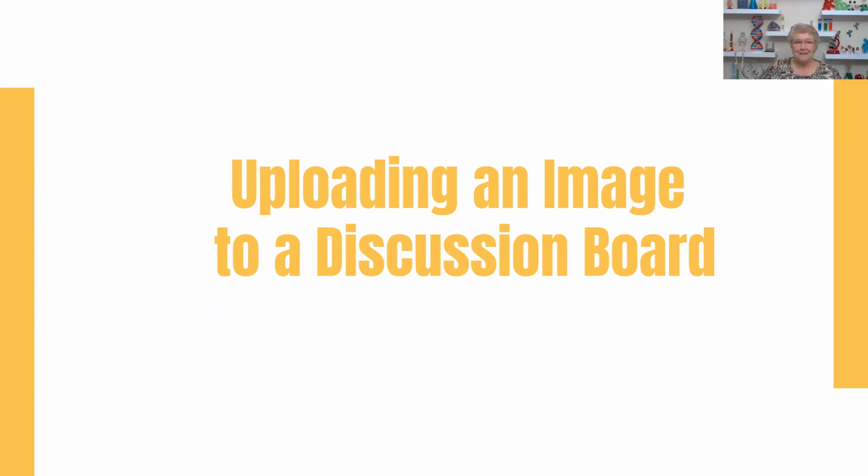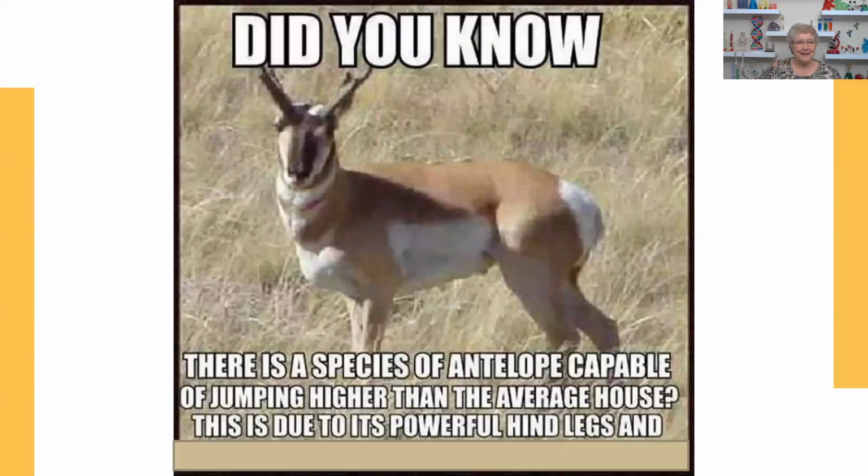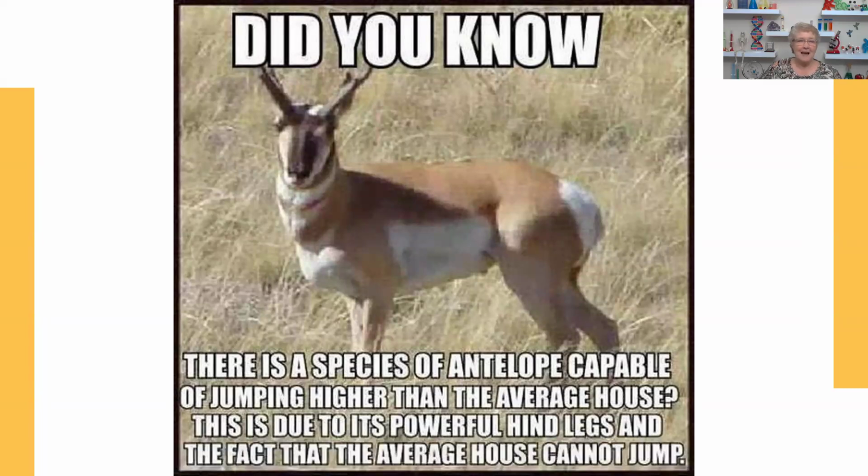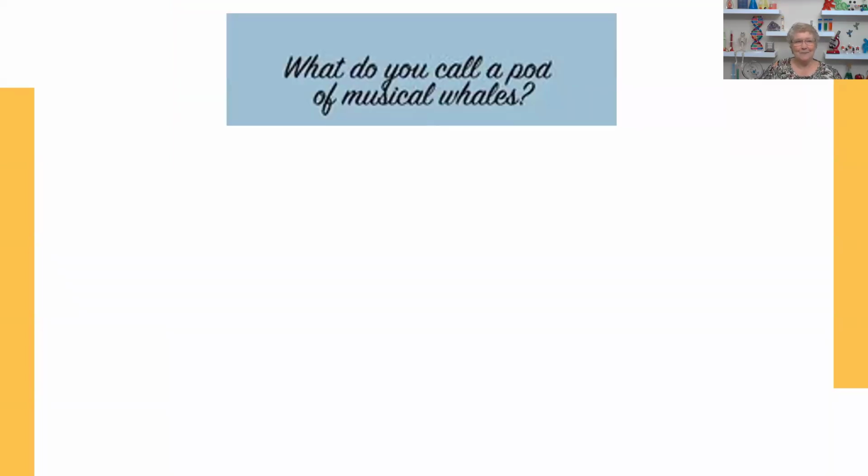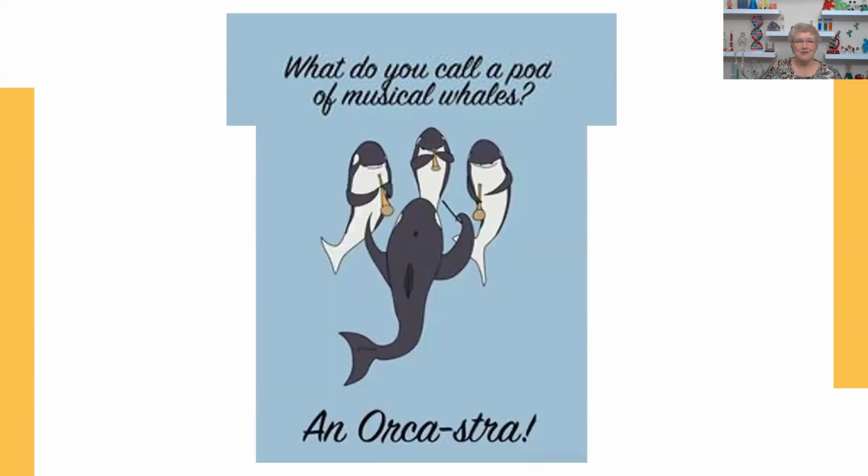All right, so here's a joke for you. There's a species of antelope capable of jumping higher than the average house. Did you know that? This is due to its powerful hind legs and the fact that the average house cannot jump. I like that one. All right, what about this one? What do you call a pod of musical whales? Any of you guys musicians? A pod of musical whales is called an orchestra. An orchestra. All right, that's going to be it for today.